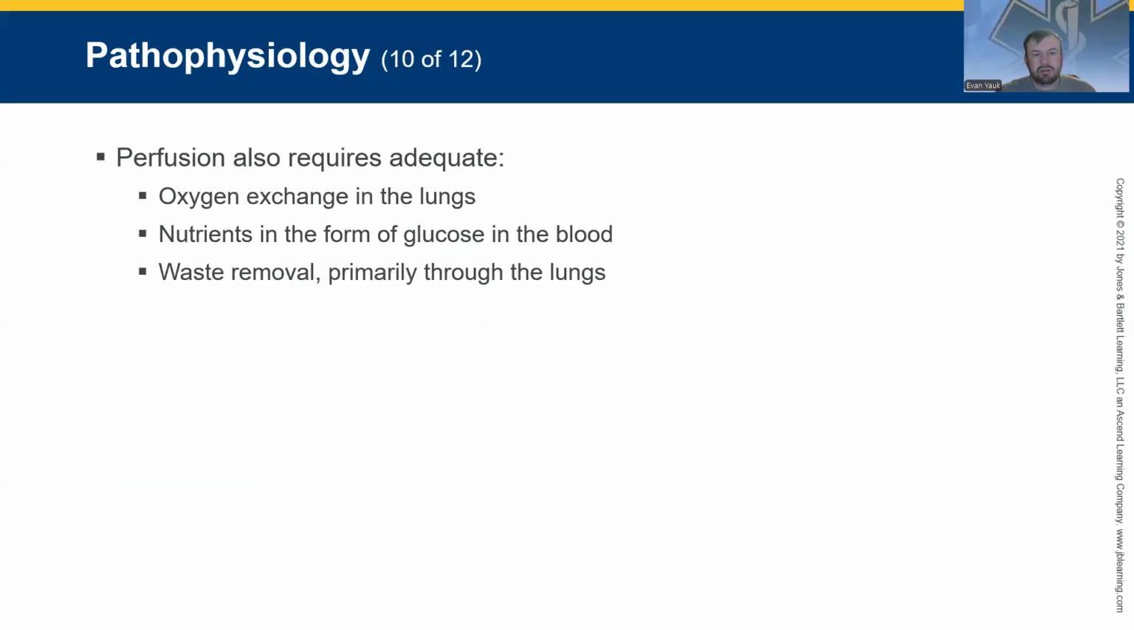Perfusion also requires adequate oxygen exchange in the lungs, nutrition in the form of glucose in the blood, and waste removal primarily through the lungs. So we have to be able to diffuse that oxygen at the alveoli level. We've talked about how important our glucose is and nutrition, and then getting rid of that carbon dioxide.